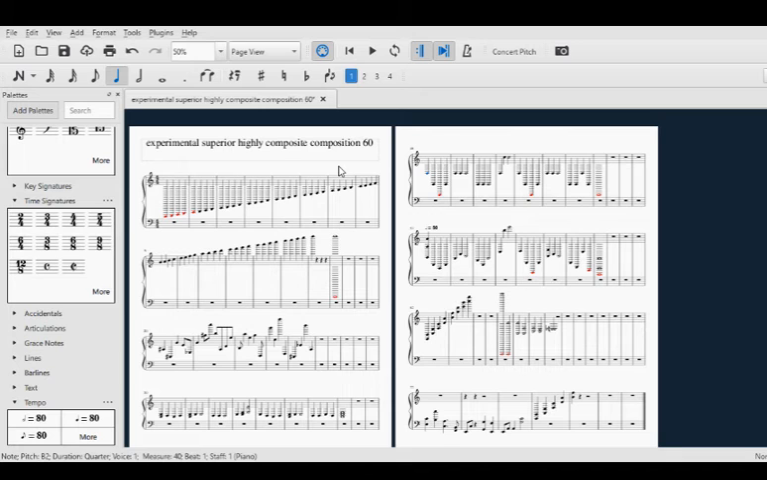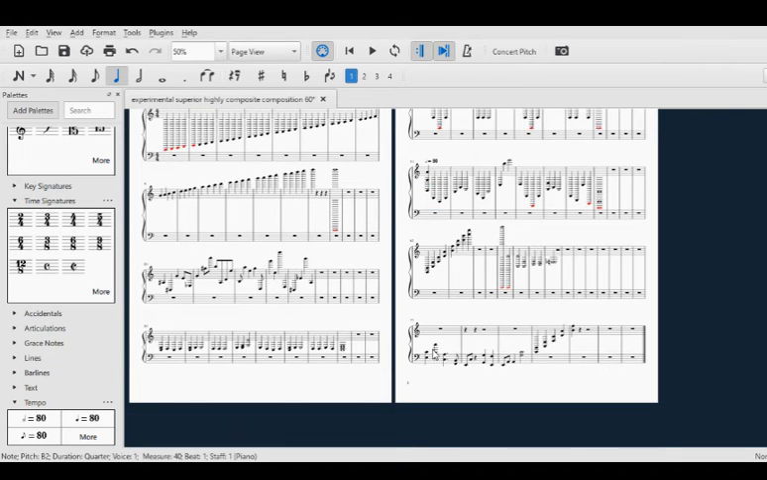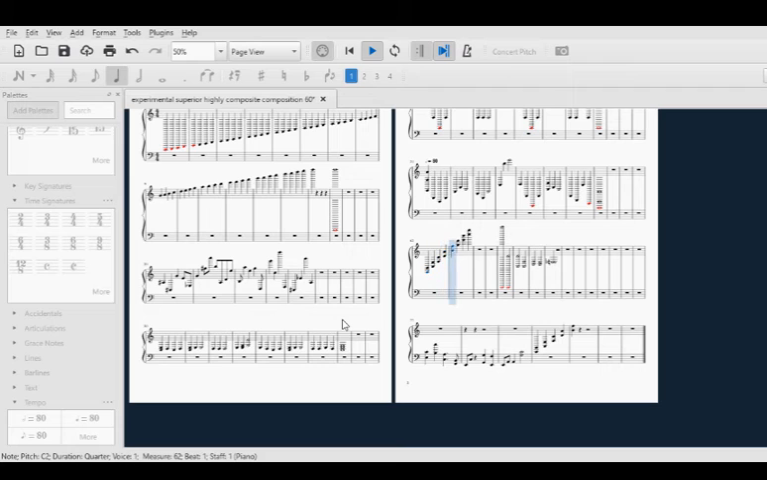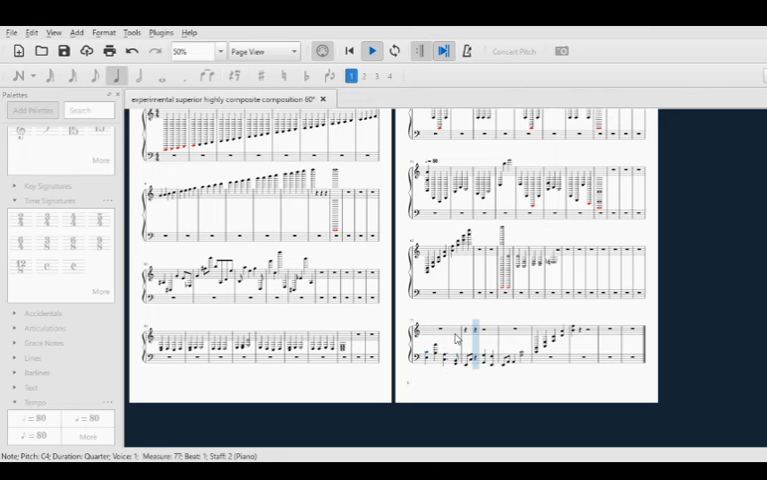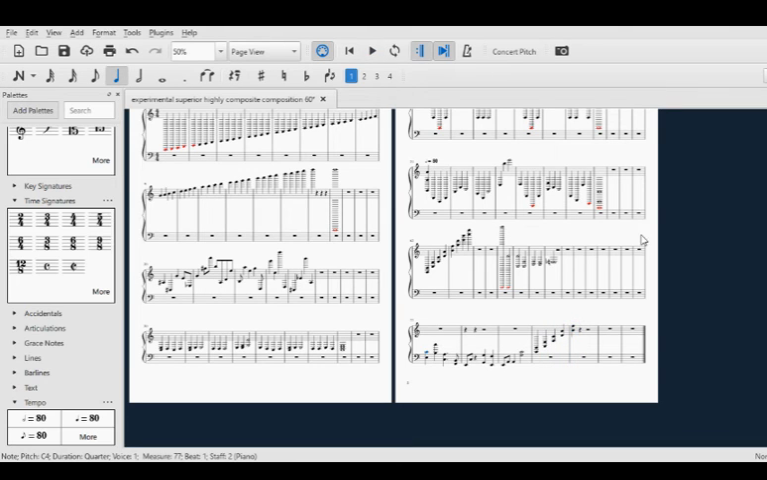I tried making some chords using the 60 tone scale. Didn't turn out so hot. It just sounds like a bunch of noise basically.